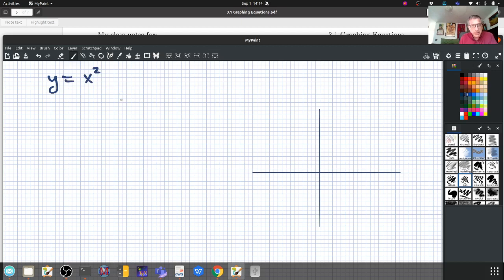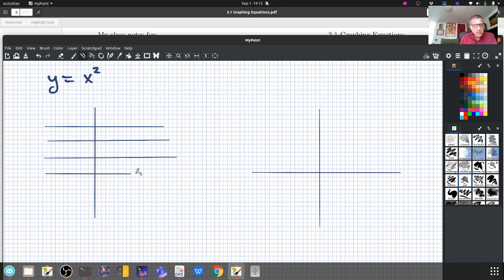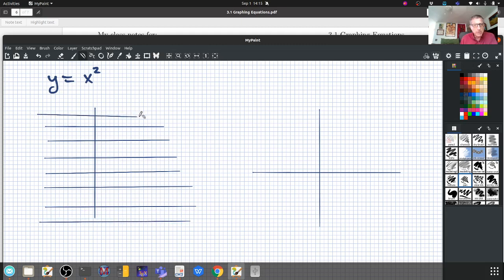So the procedure here is going to be really similar. But in this case, we're going to want to do a table of many values. And in this case, we're just going to choose values of x. I'm going to do several because we want to look for a pattern. And we're going to use some things that we know about x squared. So this is going to be x, and this is going to be y.